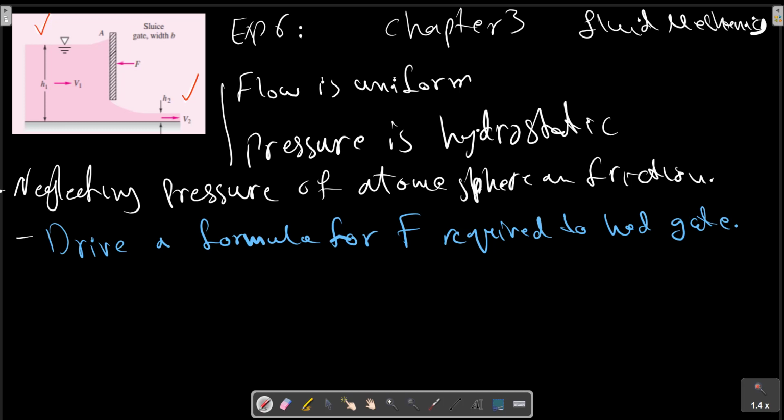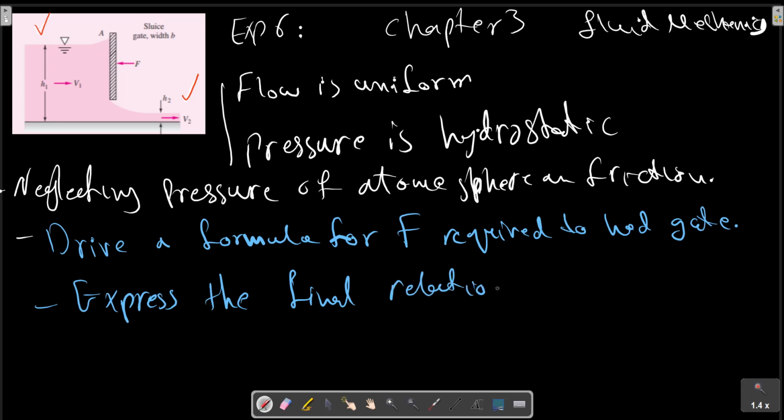Express your final formula in terms of the inlet velocity V1, eliminating V2. Express the final relation of F as a function of V1.